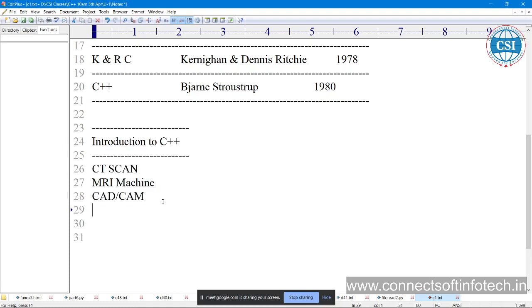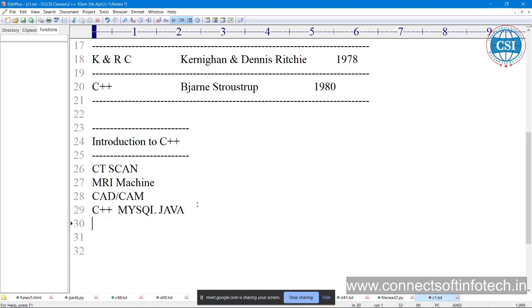Do you know what the applications of C++ are? The MySQL database is designed from C++. The core part of Google Chrome is designed in C++. Okay, databases. Java is also designed from C++.